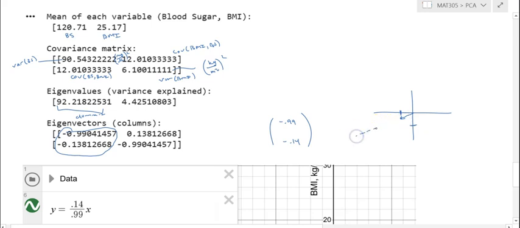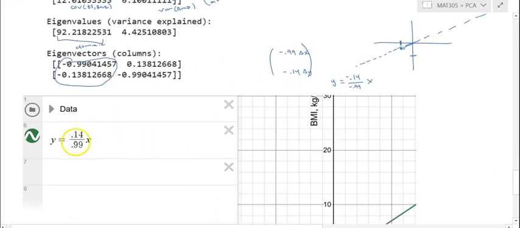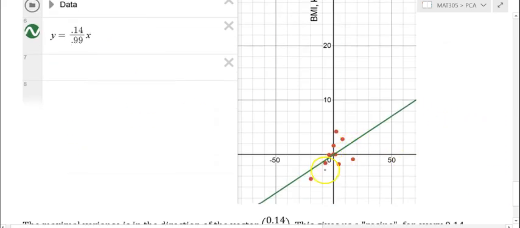Now, that's just the vector, but a vector represents a whole line of possible vectors, because remember, any multiple of an eigenvector is itself an eigenvector. So how would I plot that line? Well, this is the change in y, and this is the change in x. If I plot change in y over change in x, that gives me the slope: negative 0.14 over negative 0.99. The negatives cancel out, so 0.14 over 0.99 will do just fine. If I plot that line and superimpose it over my data, check it out. That is the direction of maximal variance.